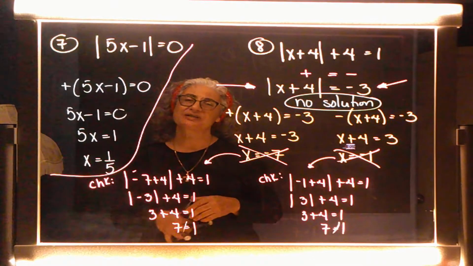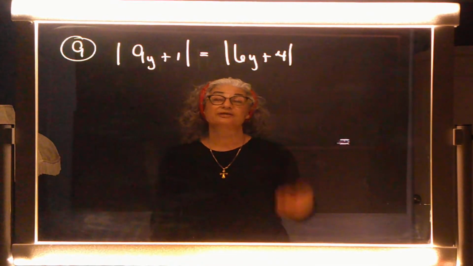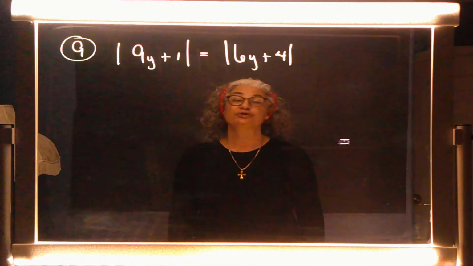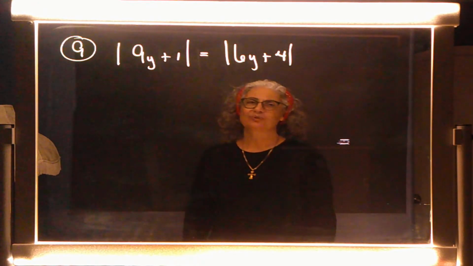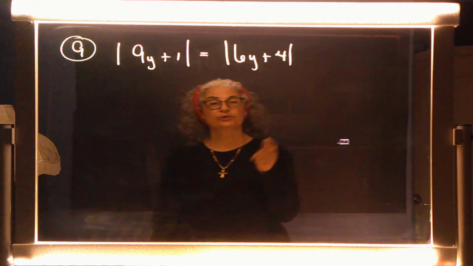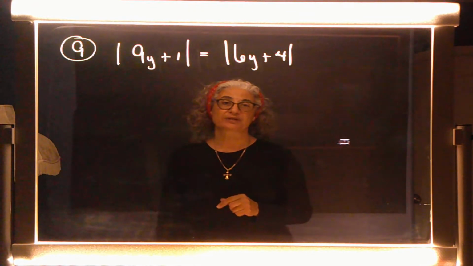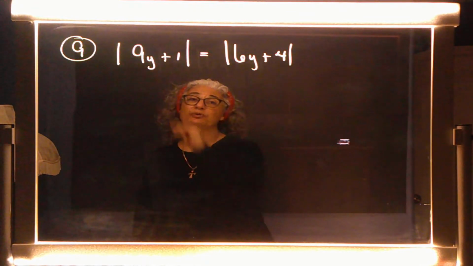Stay tuned, I got one more example for us. Okay, so let's look at this last problem. Do you notice I have an absolute value on both sides? You're like, well, what's that about? Okay. The only reason I actually have an absolute value on both sides is because I have a variable on both sides.